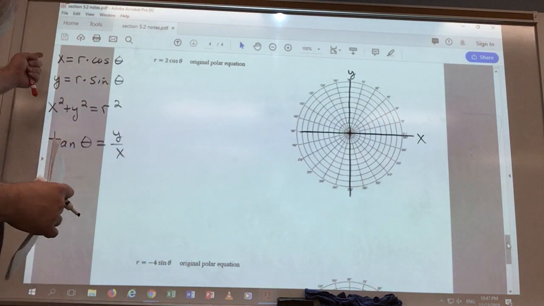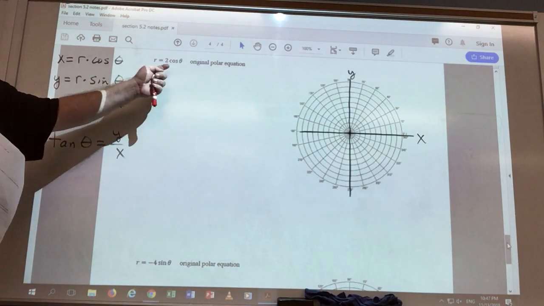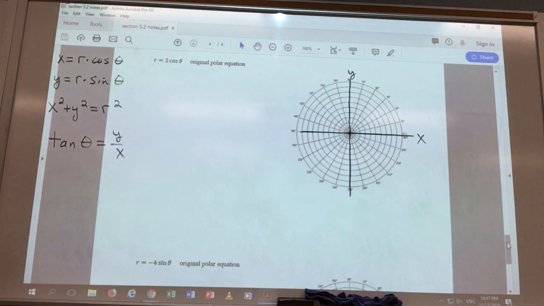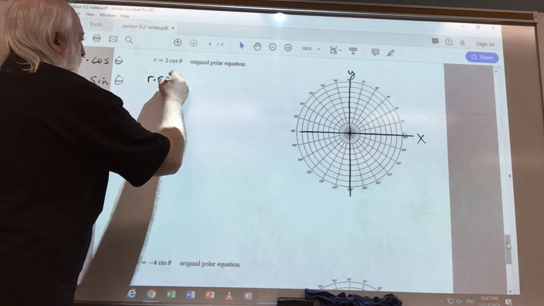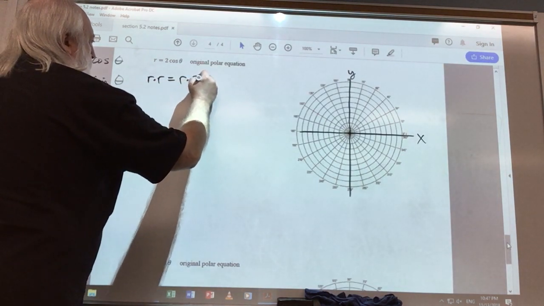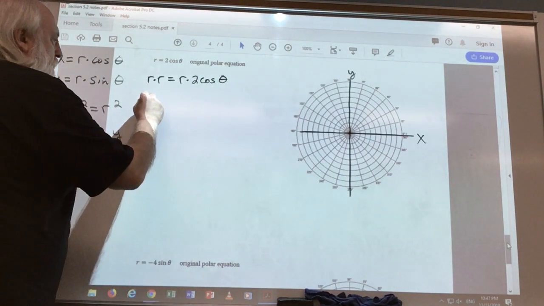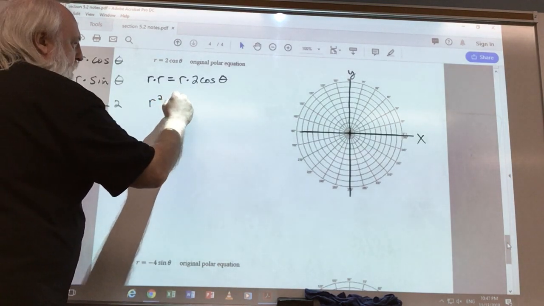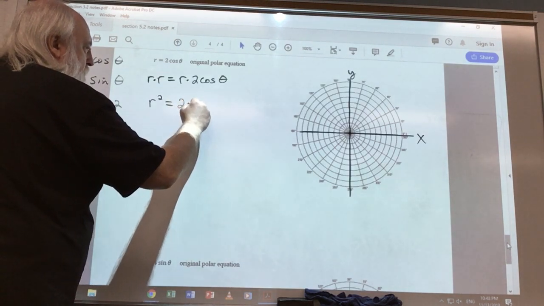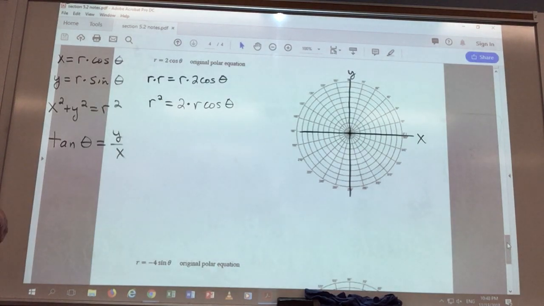Well, you got to be able to convert to x's and y's, right? Convert from r's and thetas to x's and y's. Well, if we multiply both sides of this equation by r, we have r times r on the left is equal to r times 2 cosine theta on the right. Well, r times r is r squared, and then r times 2 can be written as 2 times r. Order of multiplication can be switched.